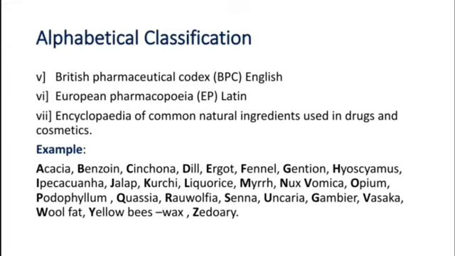Examples of alphabetical classification are acacia, benzoin, cinchona, dill, ergot. Many drugs are present in alphabetical classification.